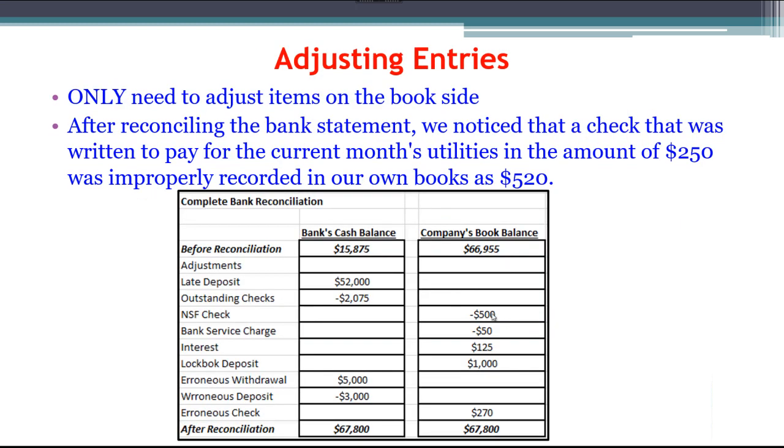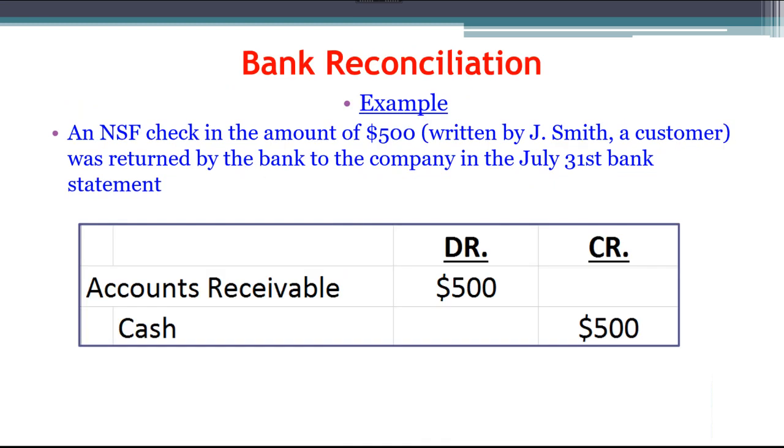So we have to take a look at all of these items. We have 5 items here on our records, and we need to adjust for these. So an NSF check in the amount of $500 was returned by the bank to the company. So what that means is, of course, we have to credit cash for $500 to take the money out of our account. It's not valid. There has to be a debit for $500, and this would go back into the accounts receivable for this customer. They still owe us the money. They need to pay us. We need to notify them.